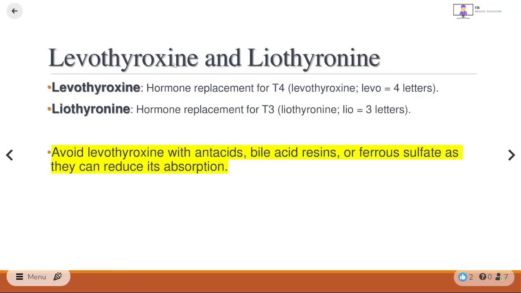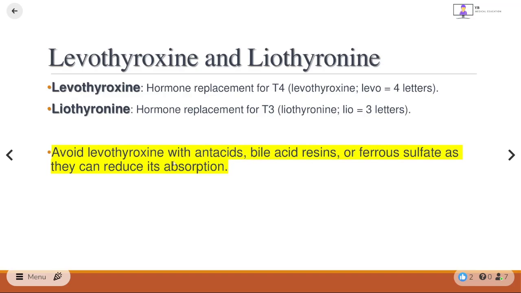How about now? All right, levothyroxine and liothyronine, both are thyroid hormones. Levothyroxine is T4, so levo, 4 letters; lio, 3 letters, so T3. Okay, levothyroxine and liothyronine. And then you need to avoid levothyroxine with antacids, bile acid resins, or ferrous sulfate, because they can reduce its absorption. Just put this information in the back of your head. It's not really important to recall whenever you think of levo and lio, but if you see a question about it, you already know it.